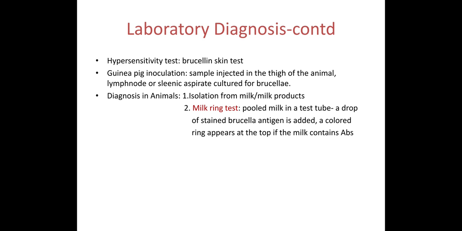The rest of the column of the milk will remain unstained. Only a single colored ring is produced on the top. This is called the milk ring test, which is performed in dairies.